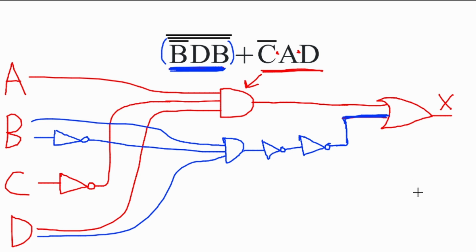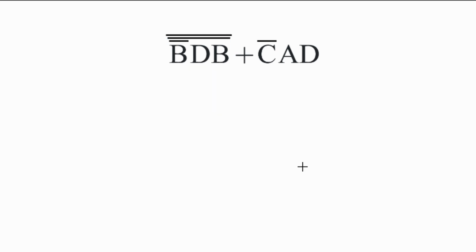So what we're going to do next is first simplify this Boolean expression and then make the circuit again and compare the two side by side. To simplify this circuit, I'm going to start with the term on the left. And remember this B bar DB is one group here in a bracket. These 2 NOT functions apply to the bracket as a whole.